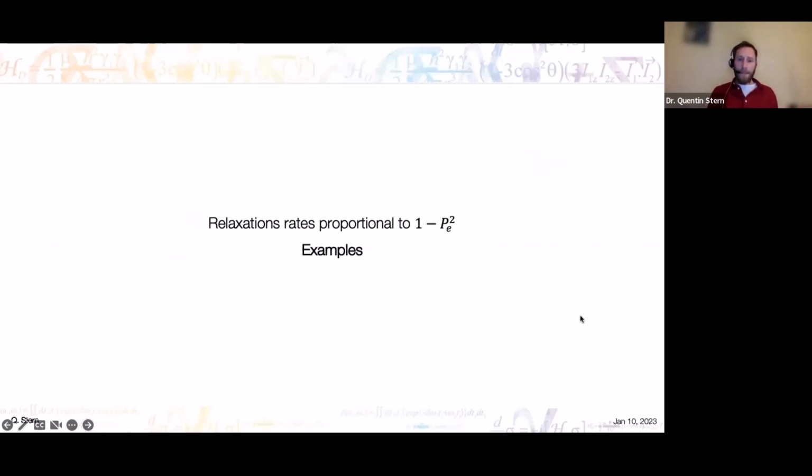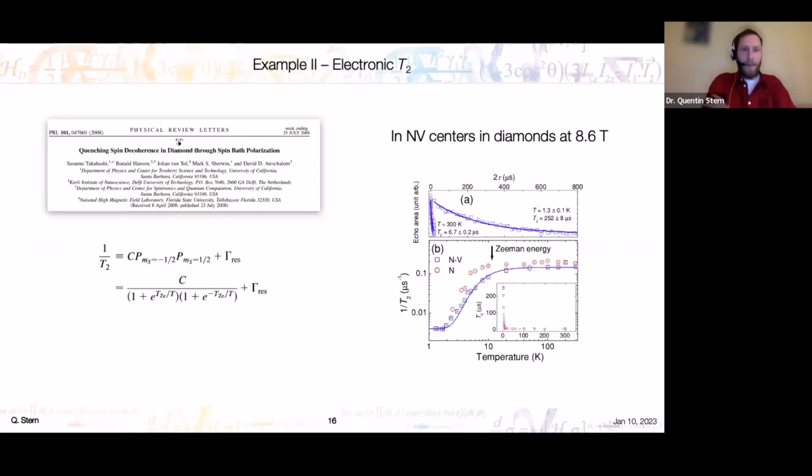So we will see some examples where people have observed this dependence. I start with a paper by Mark Sherwin and co-workers, in NV centers in diamonds. So we are not talking about nuclei, we're talking about electrons, but the process is the same. Electrons cause the other electrons to decorrelate. And they explain it in a different way than what I have shown now.